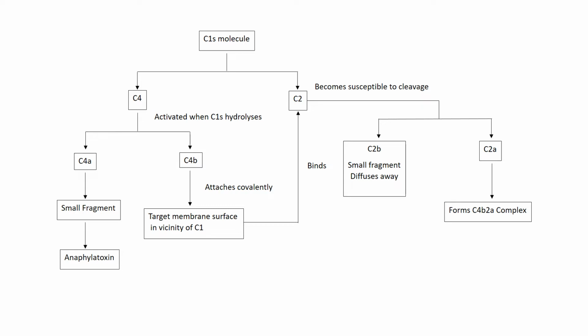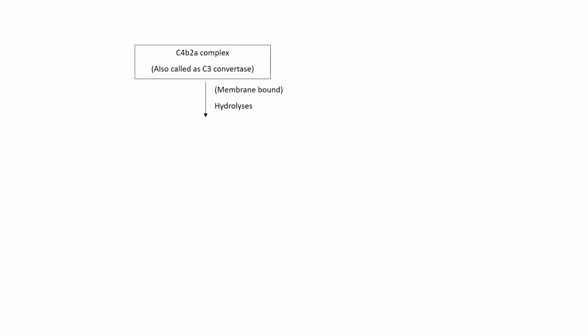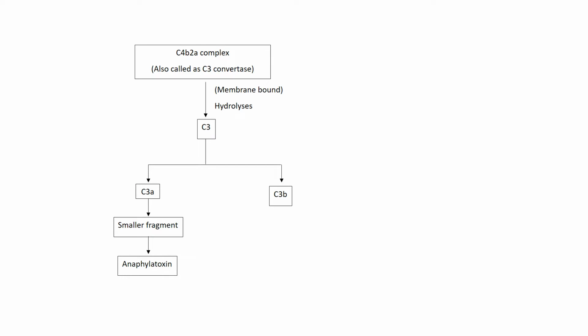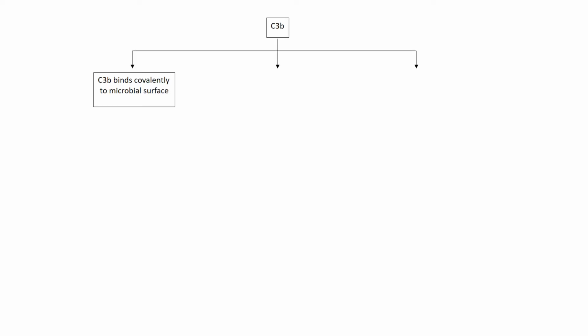The C2a binds to C4b, forming the complex C4b2a. This C4b2a complex is also known as C3 convertase. It remains membrane bound and hydrolyzes C3 into C3a, the smaller fragment which acts as an anaphylatoxin, and C3b. The C3b then acts in three ways.